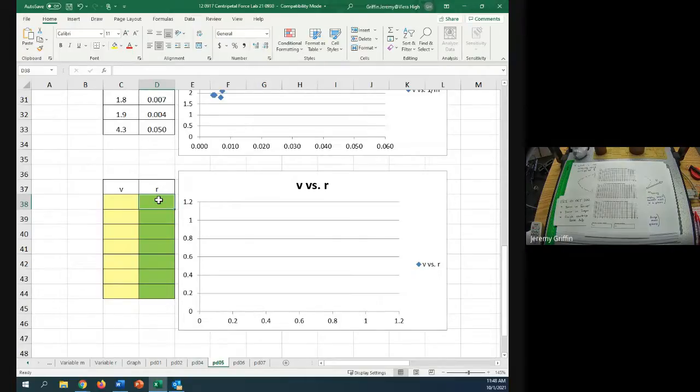Yes. 0.24. 0.24? 0.34. 0.47. 0.67. 0.2. 0.14. That's all we got. All right, that will work.